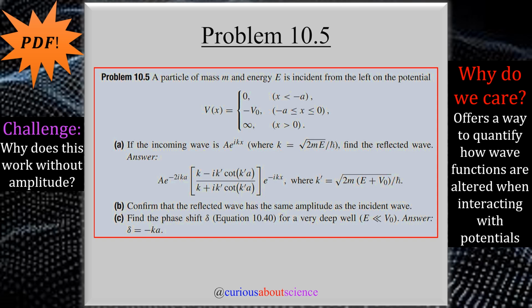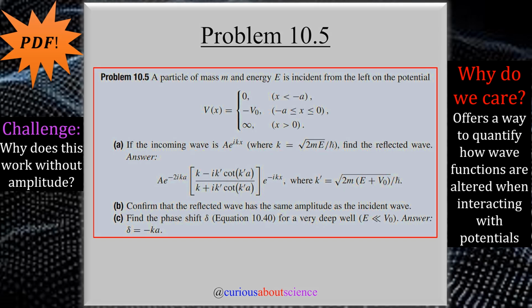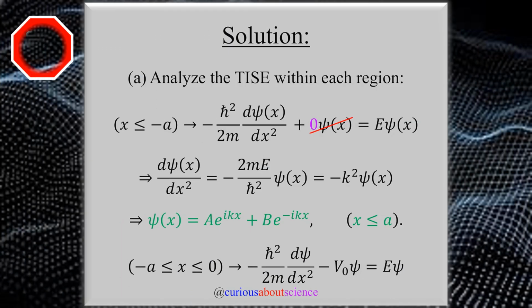So with this, let's dive into this question. All right, step number one. Before we can do anything, we need to analyze the Schrödinger equation within each region defined by the piecewise potential function to determine the appropriate types of solutions for each case.